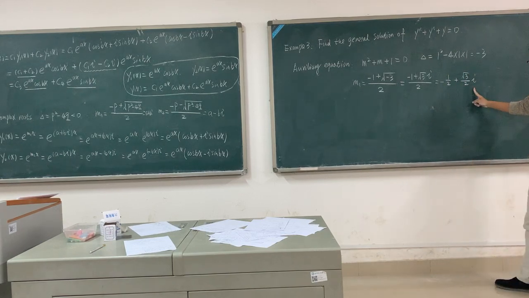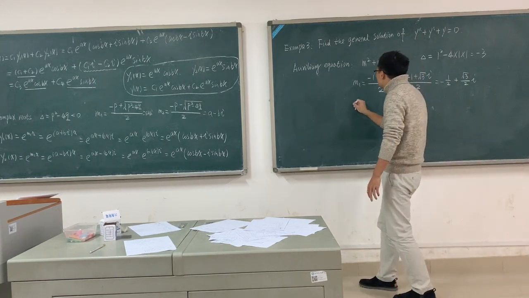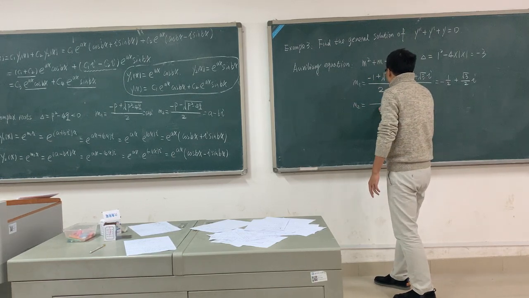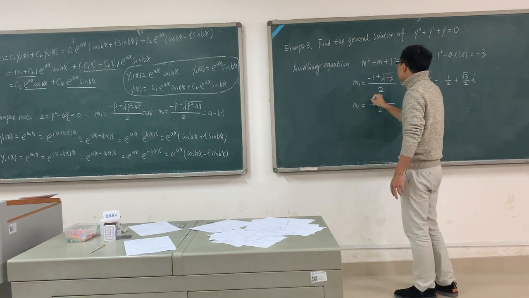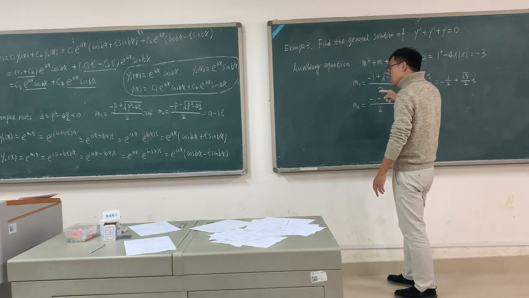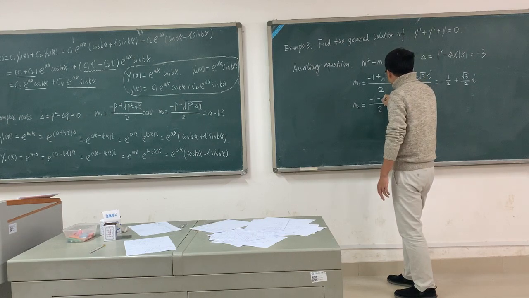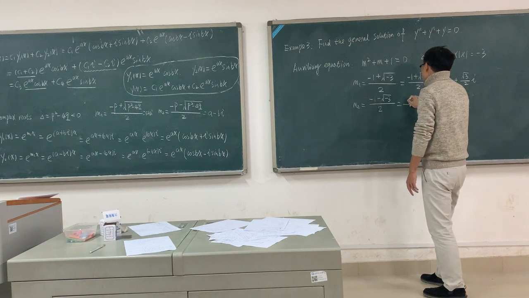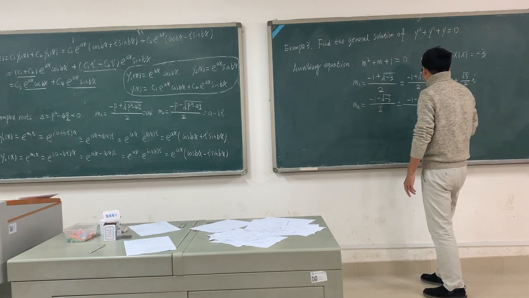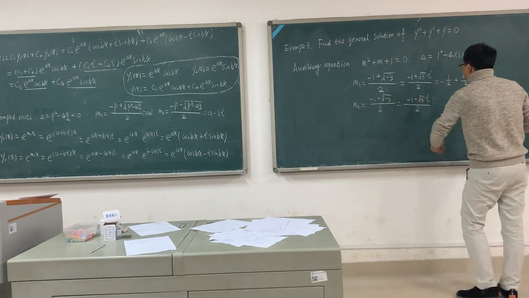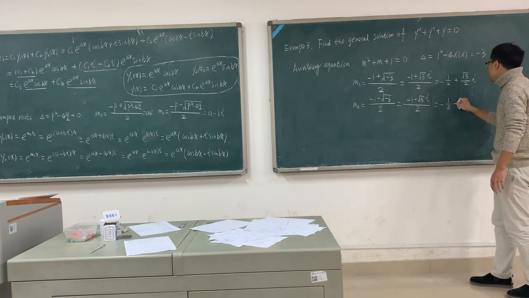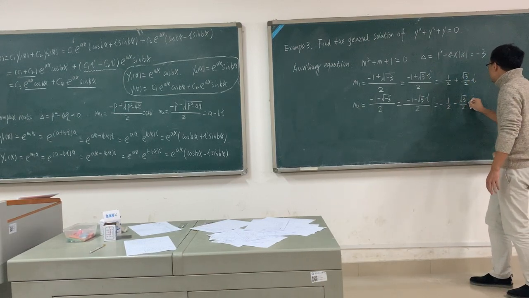So m2 is also equal to minus b minus the square root of delta, over 2a. The square root of minus 3, so here it is minus 1 minus the square root 3 i, over 2. So this should be minus half minus the square root 3 by 2 i.